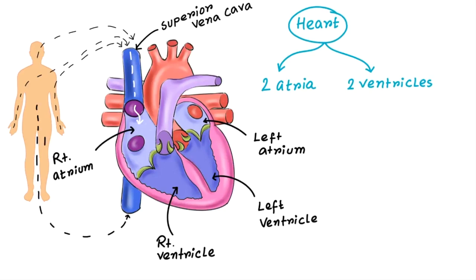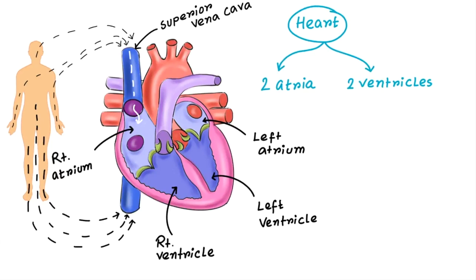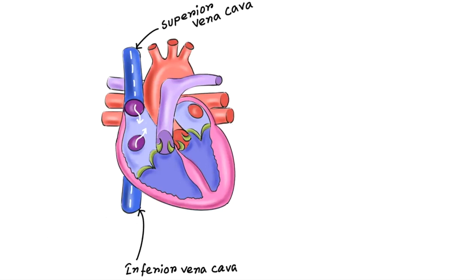Similarly, the deoxygenated blood from the lower part of the body is carried by another large vein into the same right atrium. This vein is called the inferior vena cava. There is also a small opening at the corner of the atrium which is called the coronary sinus. It collects deoxygenated blood from the coronary vessels of the myocardium.